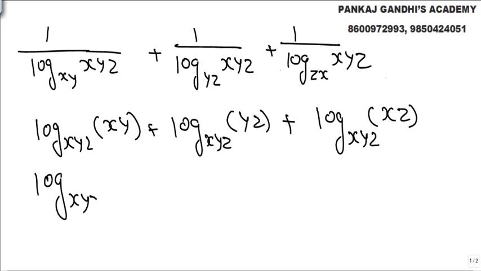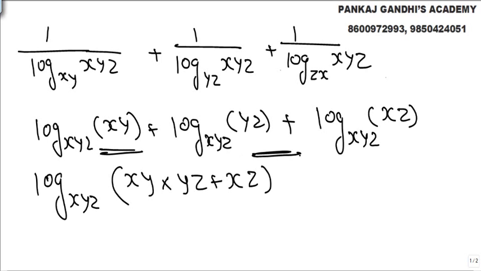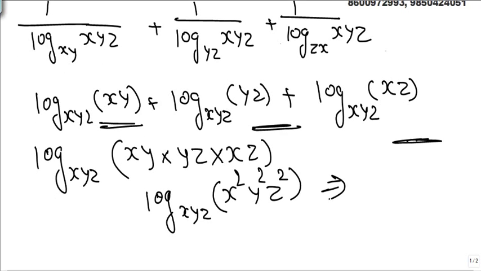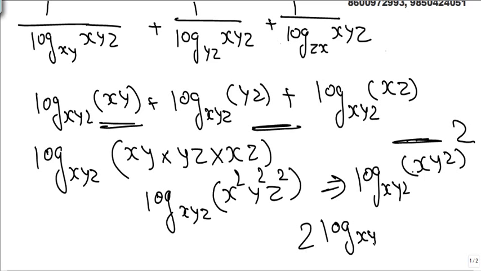Log a plus b, everyone knows, xyz, xy into yz plus xz. Property: log a plus log b plus log c. So log to the base xyz, this is into, not plus, I'm so sorry. Log a plus b, everyone knows the property, x square y square z square. So let's quickly check out what we get. Here it is nothing but log to the base xyz of xyz bracket square.